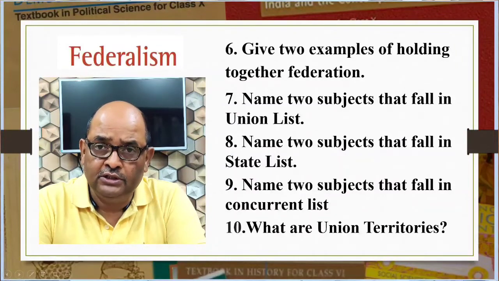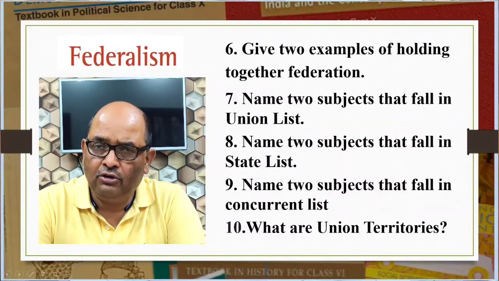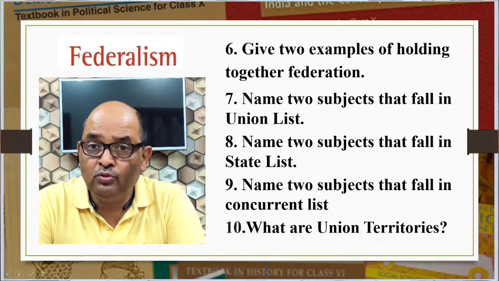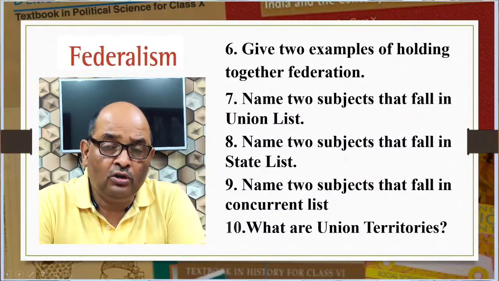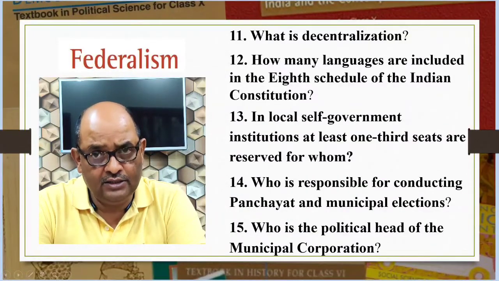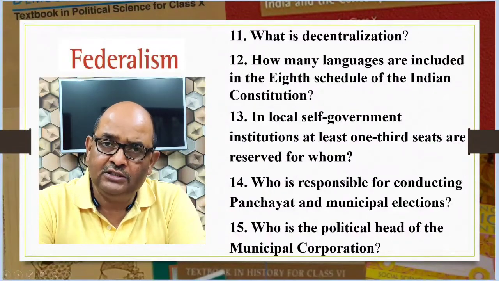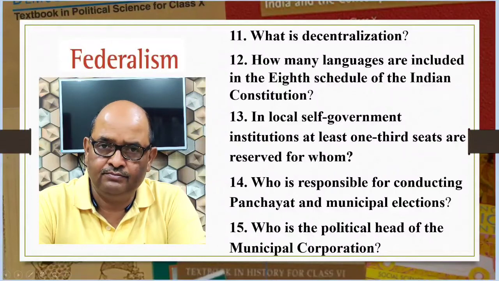Name two subjects that fall in the union list. Name two subjects that fall in state list. Name two subjects that fall in concurrent list. What are union territories? What is decentralization? How many languages are included in the 8th schedule of the Indian Constitution?